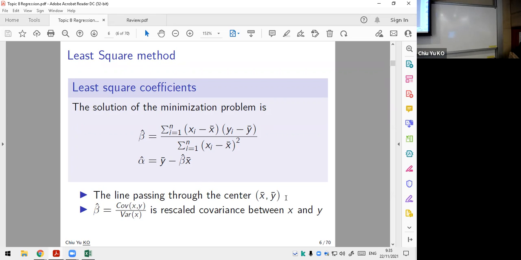What we have here is the formula for the least square method. I hope you can remember this. At least you know how to estimate beta. Beta is covariance over variance. Whether you use the sample version or population version, it will work. Another formula you should see is the line passing through the center. So if you plug in the mean, you can calculate alpha and beta in this way. So these are two facts that you should memorize.